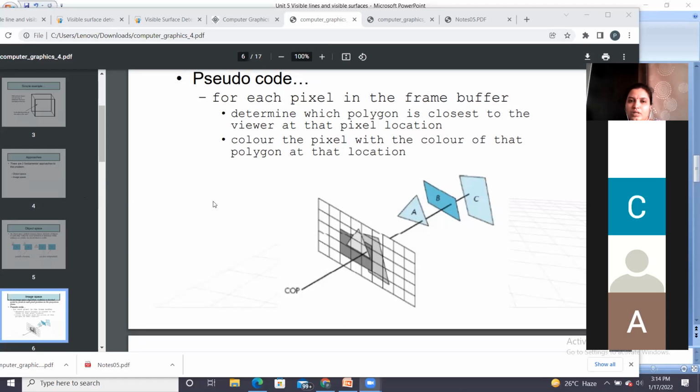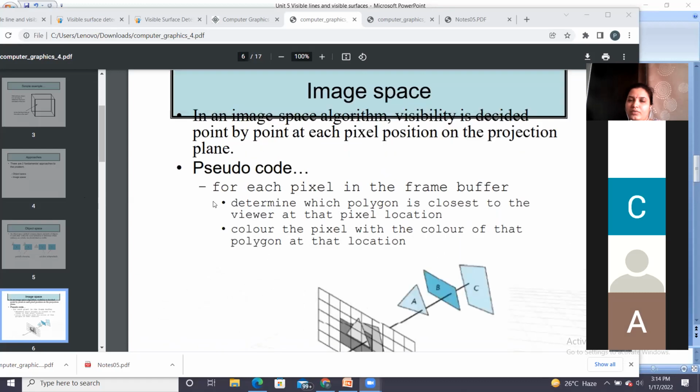Yes, students. So two approaches are there. One is portion by portion detection of hidden and visible surfaces, and the other is point by point detection of visible surfaces and hidden surfaces.